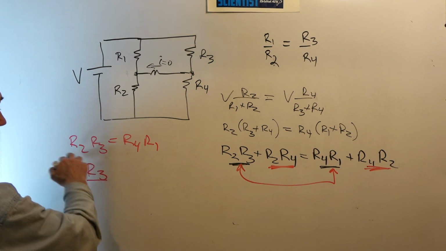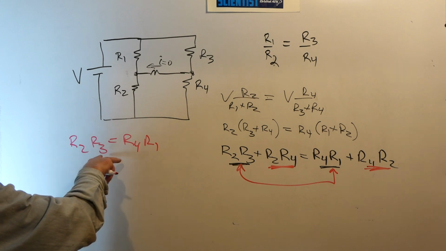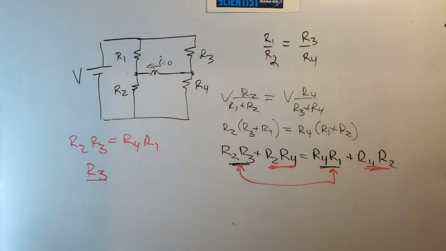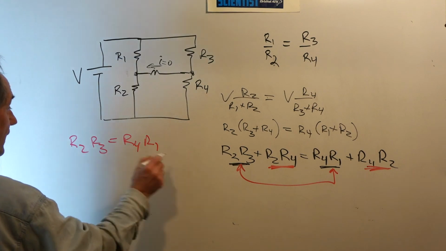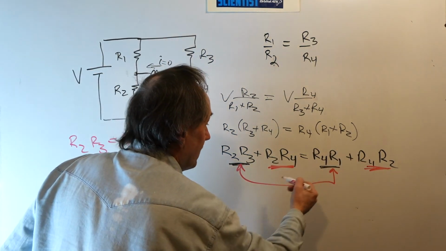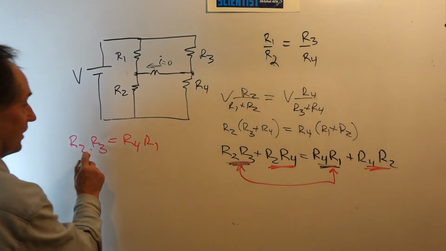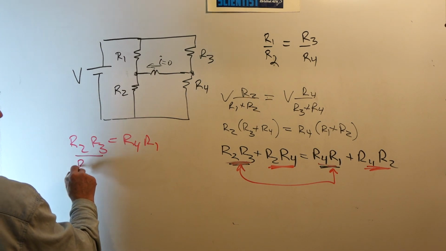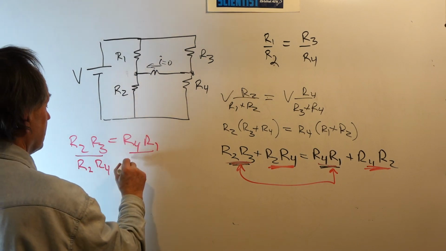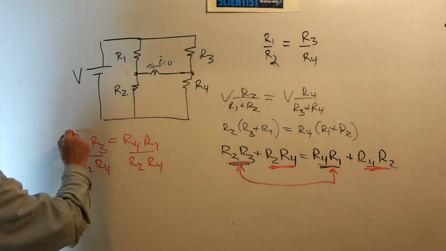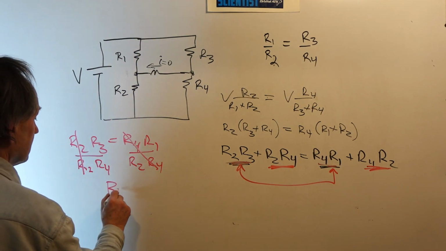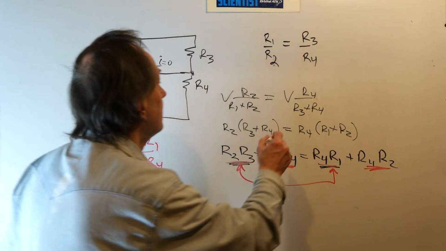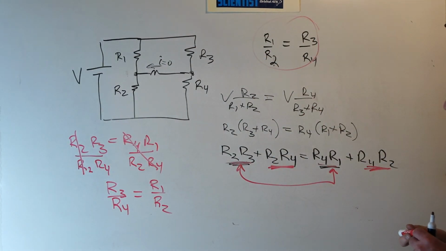Divide both sides of this equation by R4, R2. Remember, in order for this equation to be equal, I have to make that product equal to that product. So I'm going to divide through by R2, R4 on both sides. We can see our R2's cancel there, our R4's cancel there. So the requirement is that the ratio of R3 to R4 has to equal R1 to R2, which is what I stated for a Wheatstone bridge.